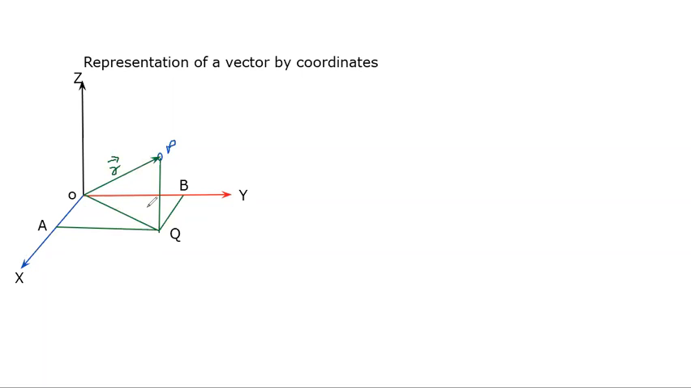So if this is the vector, suppose I asked you to find out the value of this vector OQ. What will be OQ? First, let us draw the angles, then it will be easier to understand. Let this angle be alpha. Let this angle be beta. And let this angle be gamma.